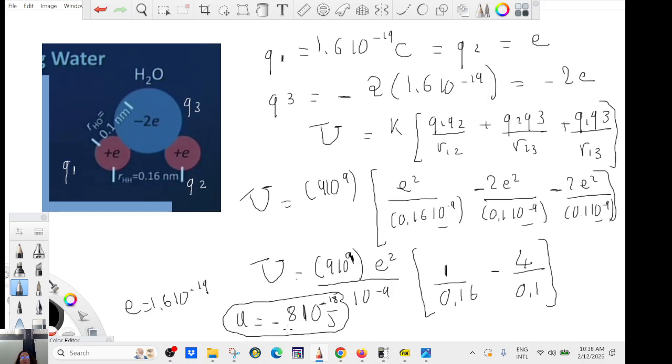So if the potential energy is negative, it means if you want to break it apart, you need to provide energy. You need to provide that amount of energy to break a water molecule apart. Make sense? So it's in chemistry.